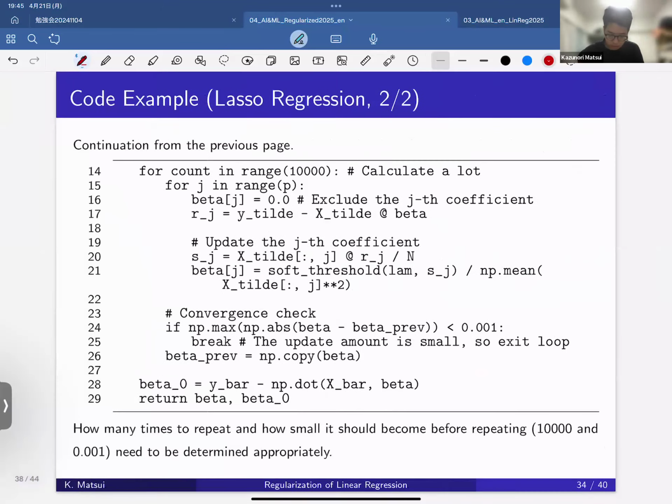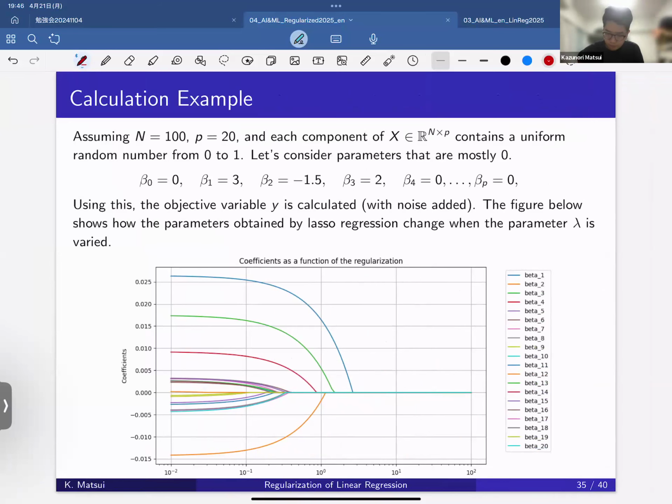Okay, so let's look at the specific calculation. This graph shows how the parameters change as lambda varies. For this example, we consider data with 100 samples and 20 parameters. Most parameters are 0, with beta 1 equal to 1, beta 2 equal to minus 1.5, beta 3 equal to 2. After calculating the objective value, adding noise, and applying lasso regression, we can see that beta 1 has the largest absolute value. So we can infer the first explanatory variable has the strongest influence.